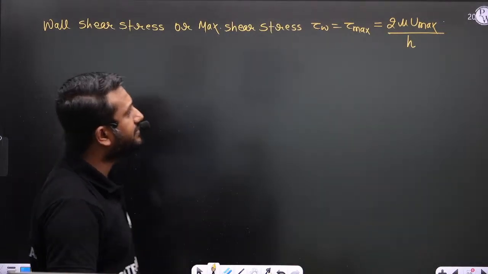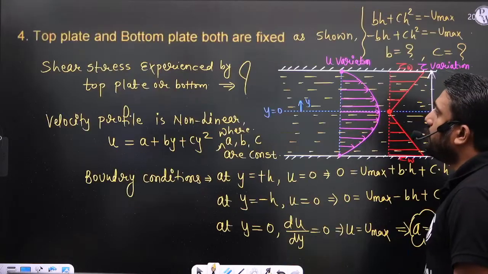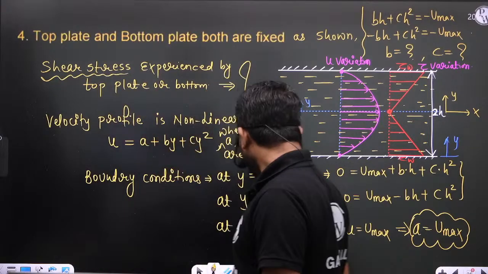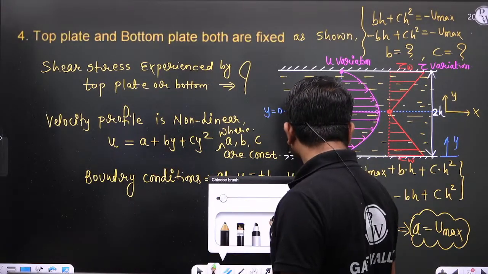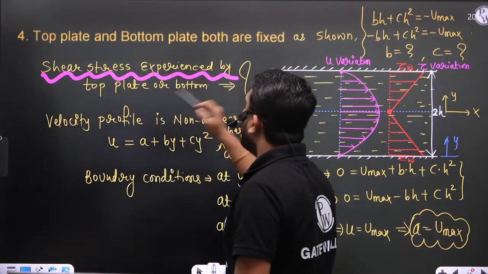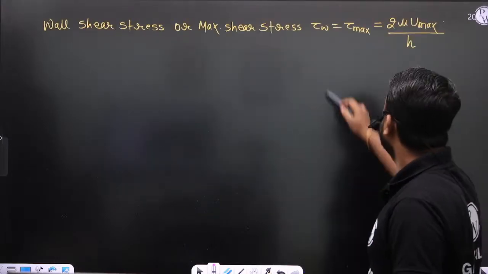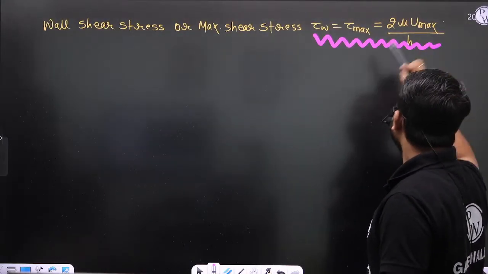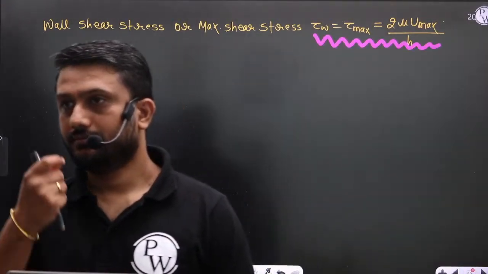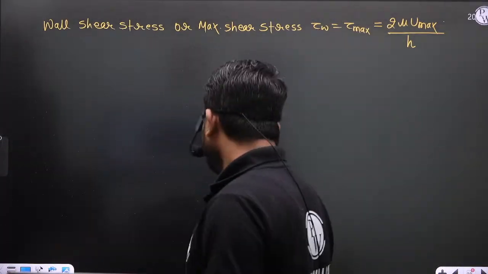Is it clear to everyone? So what is our objective? Objective is calculation of shear stress, the shear stress experienced by the top plate and the bottom plate. So this is the shear stress experienced by the top plate and the bottom plate. Is it fine? Is it clear?